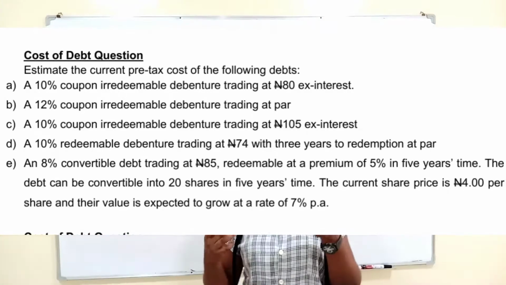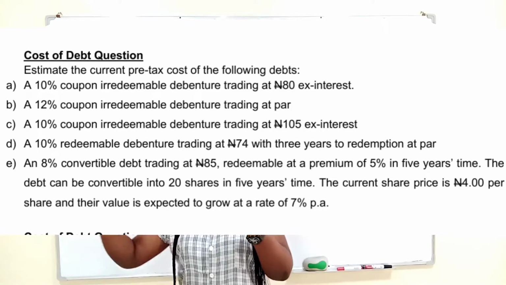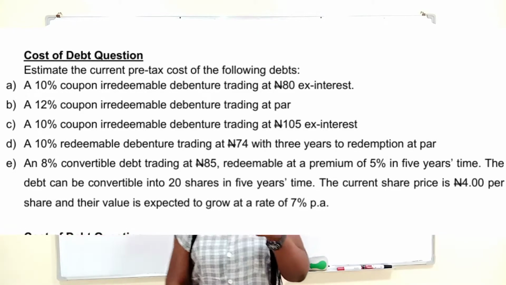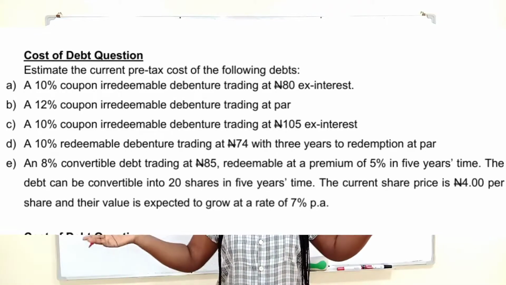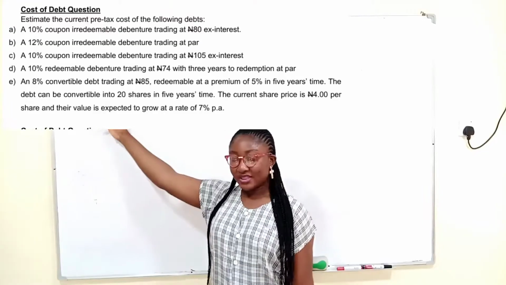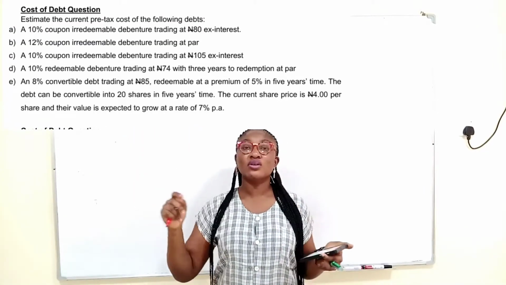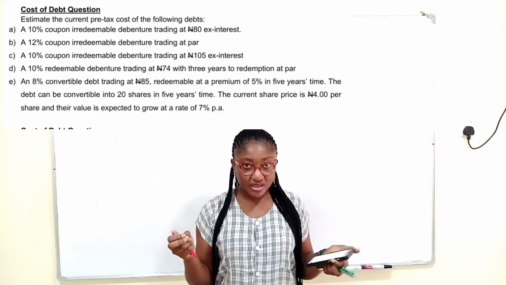Estimate the pre-tax cost of the following debt: a 10% coupon irredeemable debenture trading at 80 naira ex-interest. What does that mean? The debt is irredeemable and it's traded. So of course there's always interest, and there's market value.